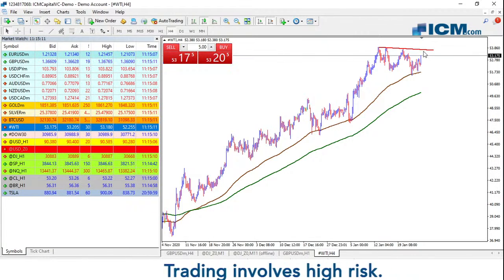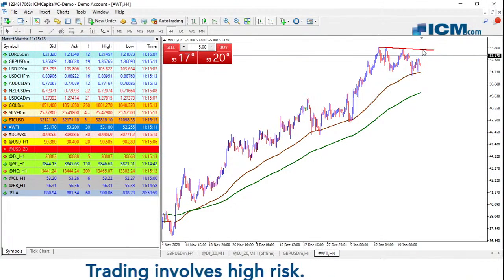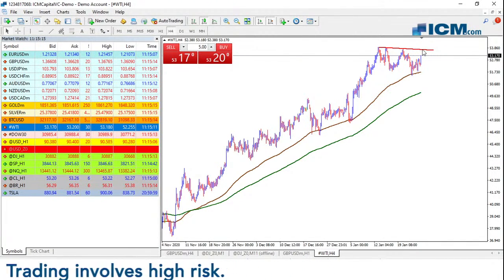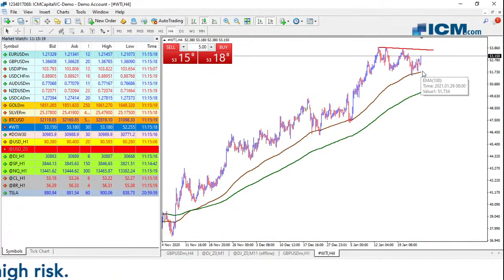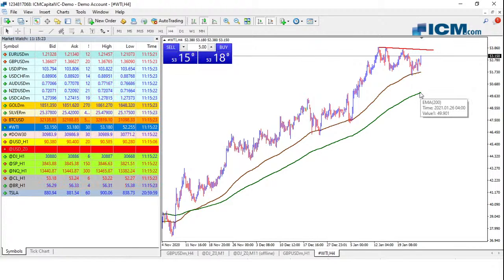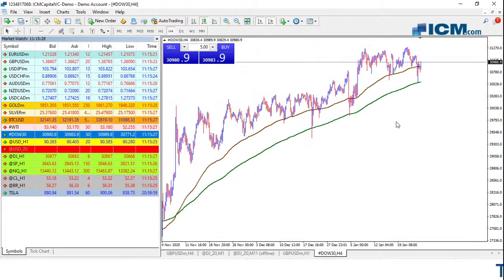So any move or any break above 54 could drive us towards $56 a barrel, $56.50, while the reversal here and a break below the 100 H4 exponential moving average could drive us lower towards the 200 H4 exponential moving average, which currently sits slightly below the $50 mark.